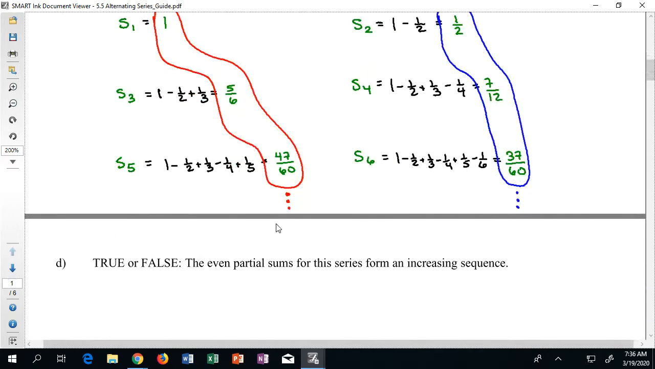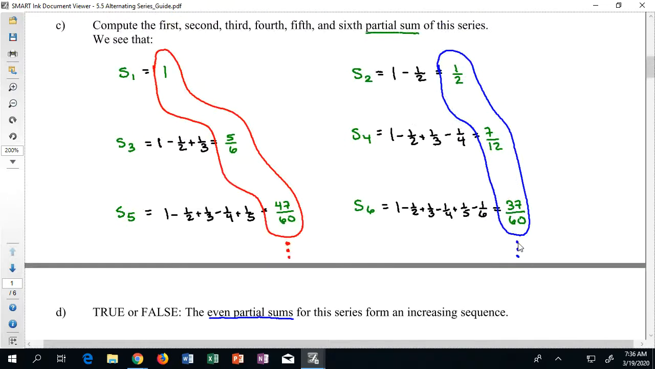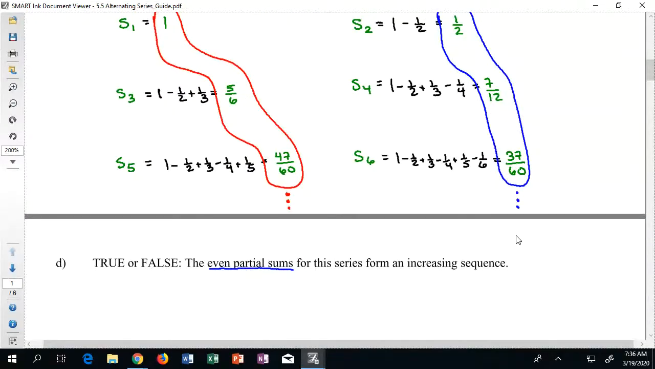Take a look here at part D. The even partial sums, that is the blue guys, the even partial sums for this series form an increasing sequence. Okay, so I can see that these guys here in blue are definitely going to form a sequence. They create a list of values. And the question is, are they increasing? And how would I know that?